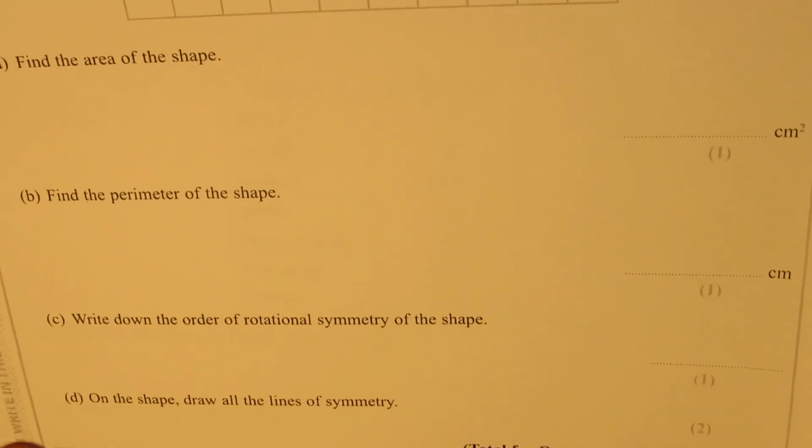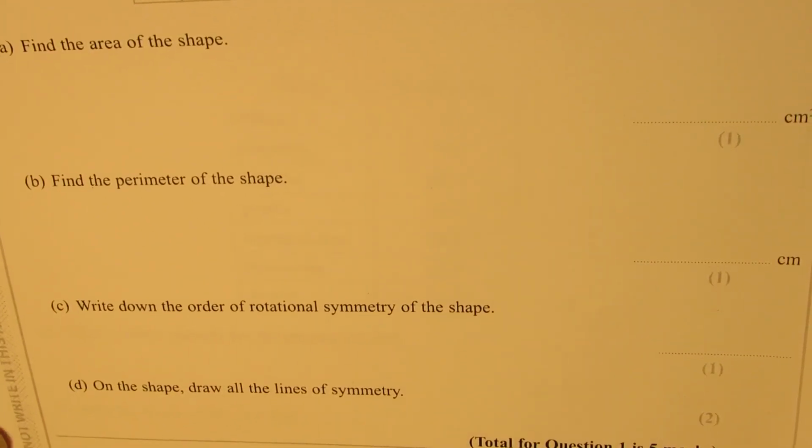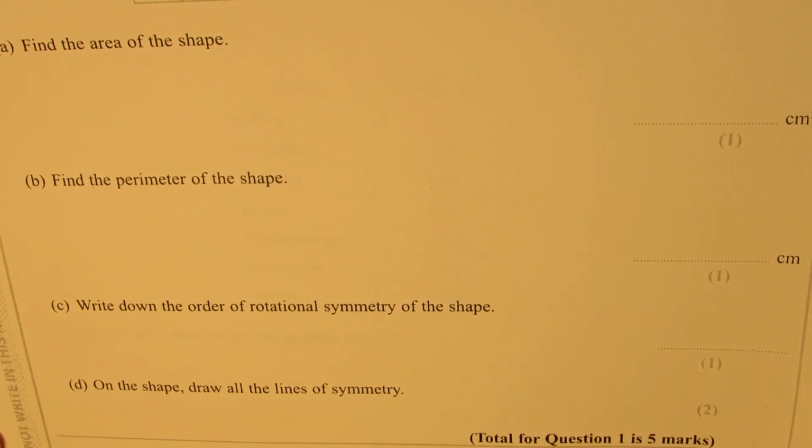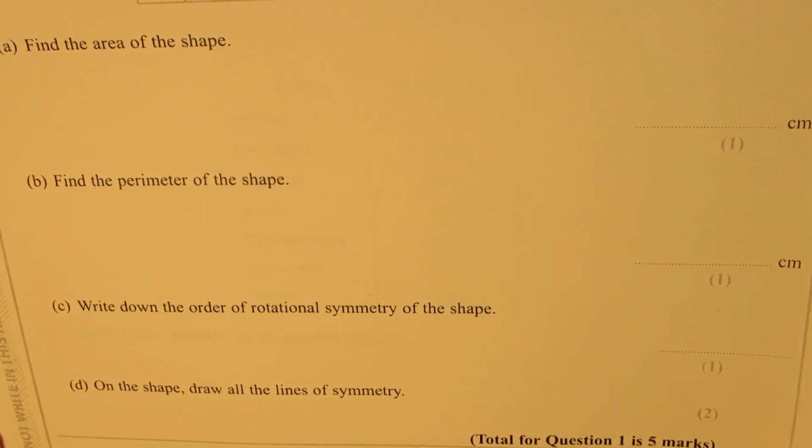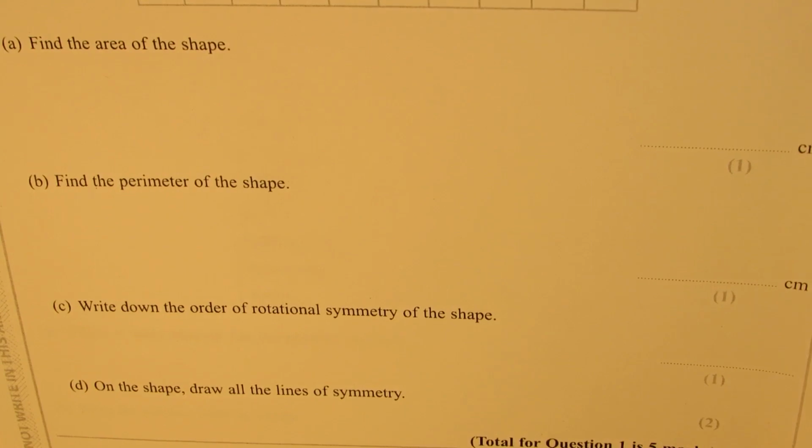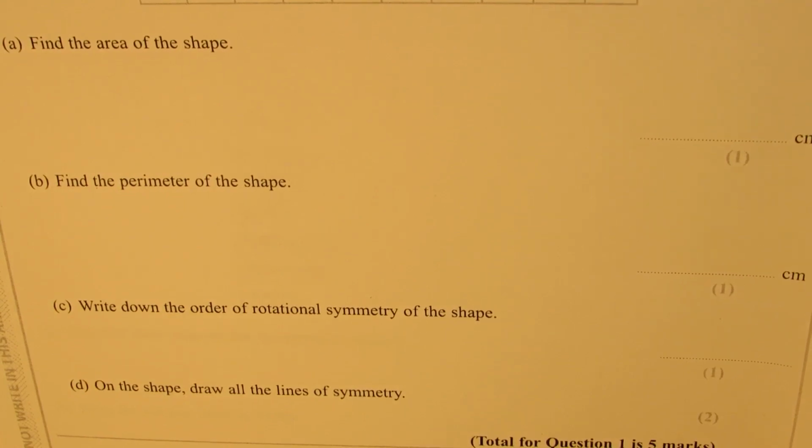So the other questions are to find the perimeter of the shape, write down the order of rotational symmetry of the shape, and on the shape, draw all the lines of symmetry. Correct? So these are the 4 parts to your question. Let's answer them one by one.